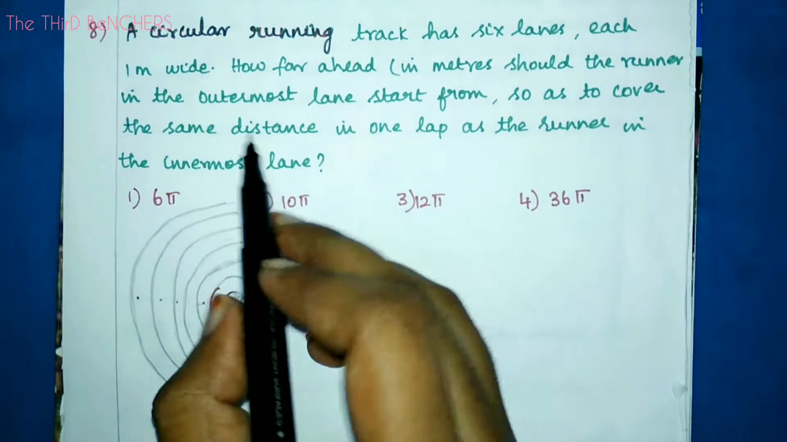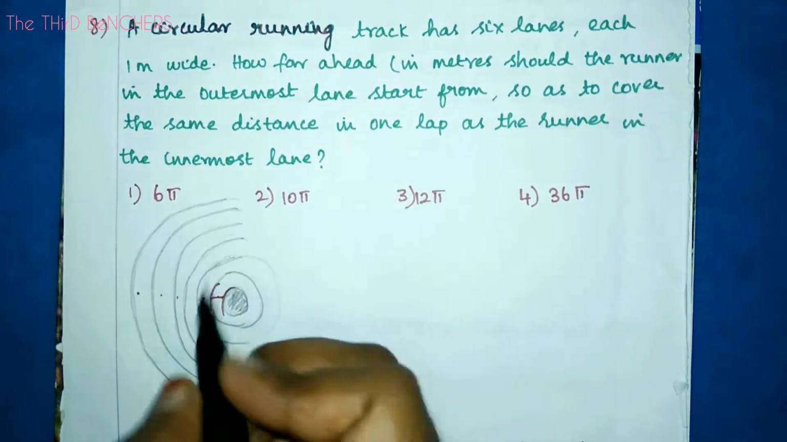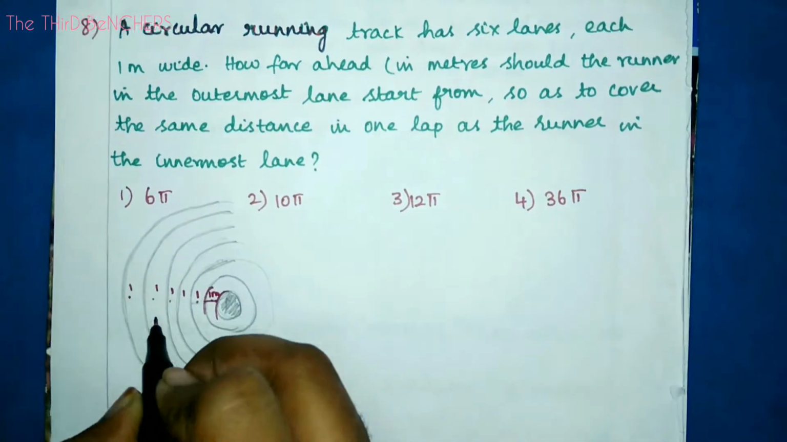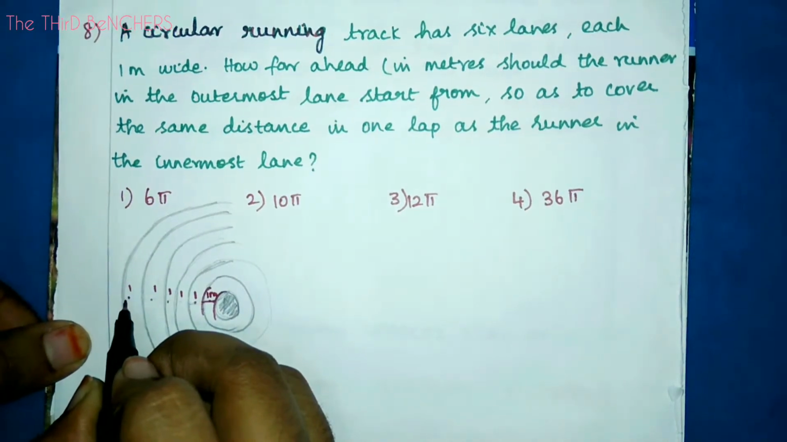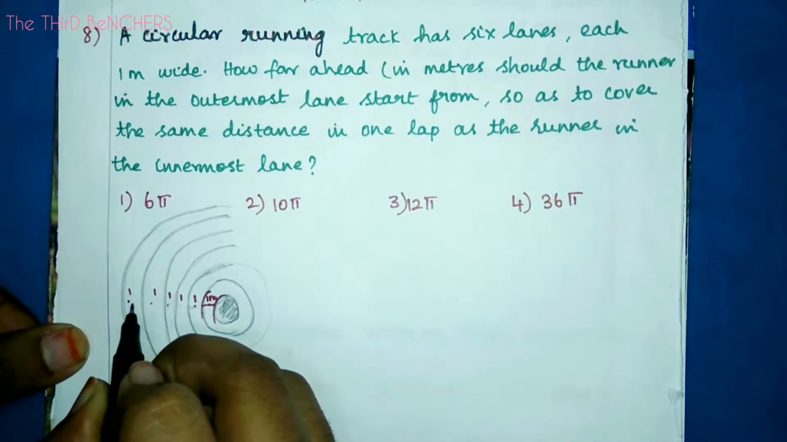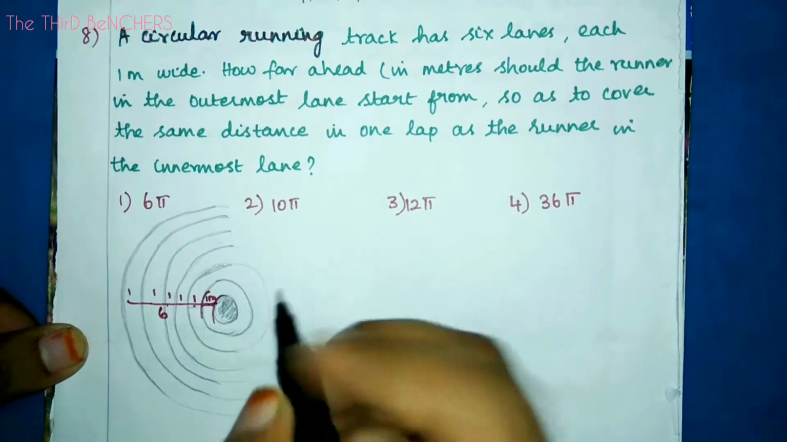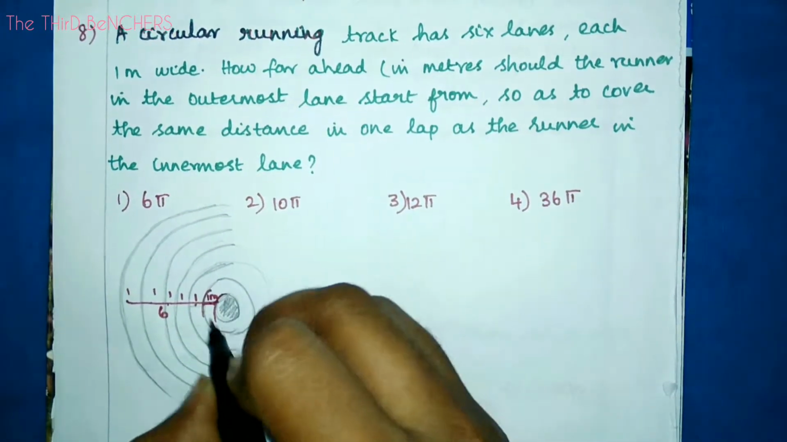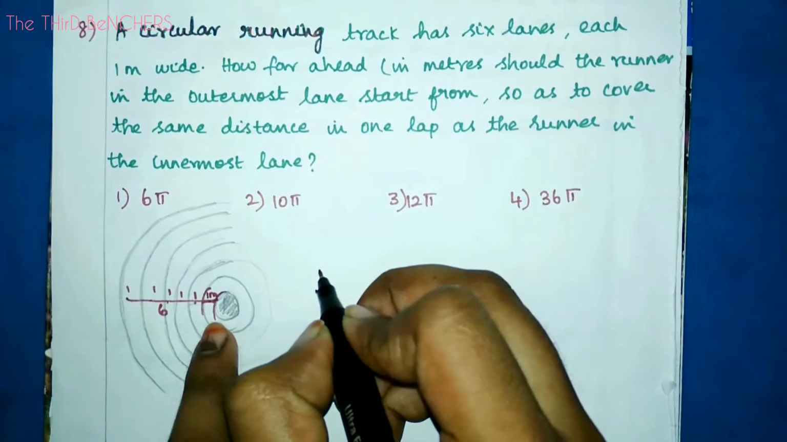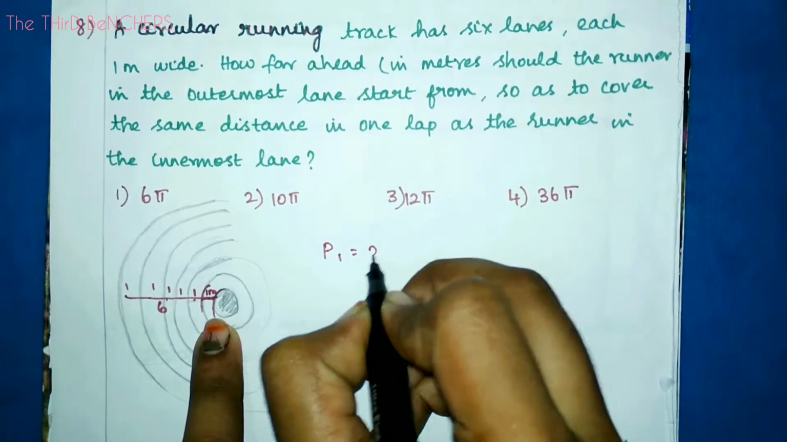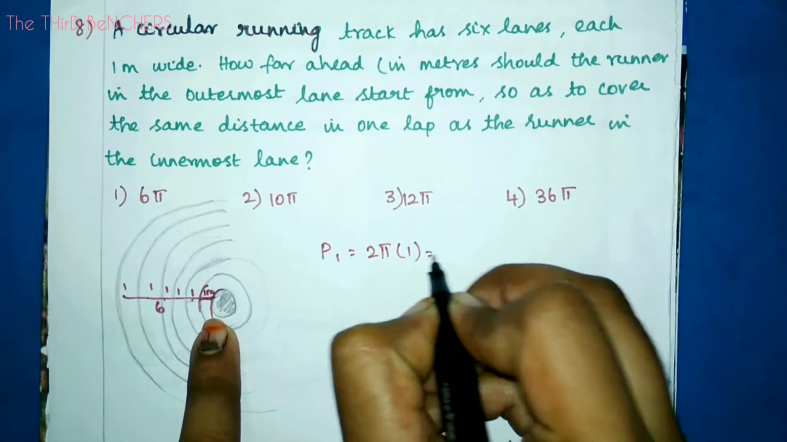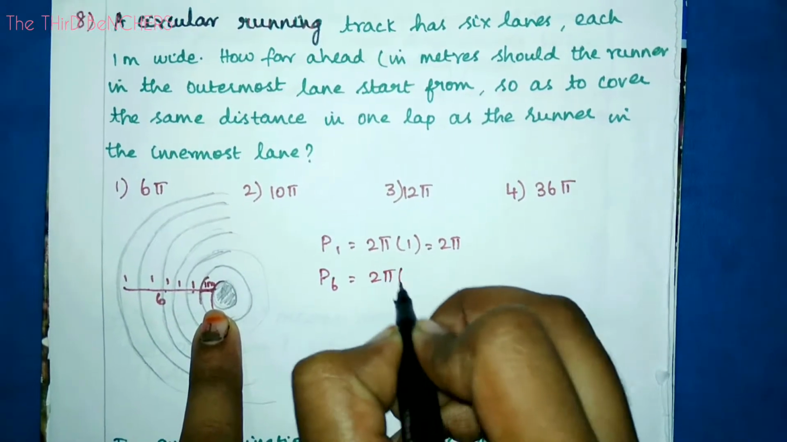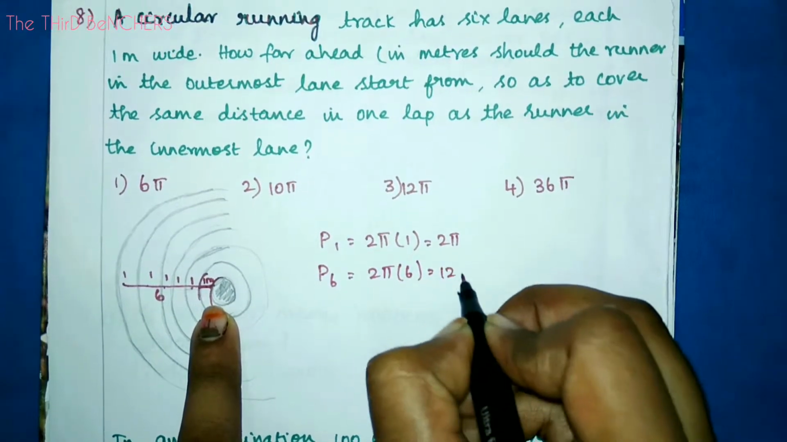So they have given us each lane is 1 meter wide. So this lane is 1 meter, here 1, 1, 1, 1, 1. So when you count at the sixth lane, the radius counts to 6. So we have to find the perimeter of the circle here, because it is circular. The perimeter of the first one is 2 pi r, so with 1 meter it is 2 pi. And the perimeter of the sixth one is 2 pi into 6, which is 12 pi.